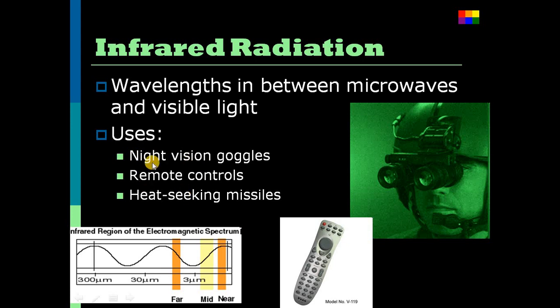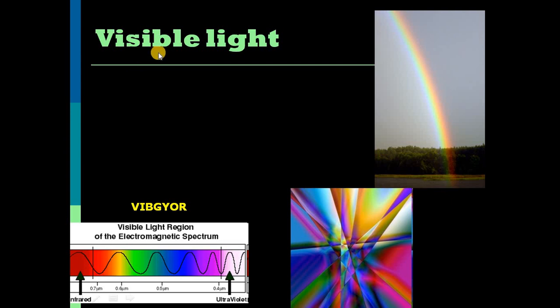The uses are night vision goggles. Generally these infrared radiations create thermal images, so they are used for night vision goggles. They can be used in remote controls also, for short distance communication. Then heat-seeking missiles likewise. Now the most important part of the electromagnetic spectrum is the visible light.